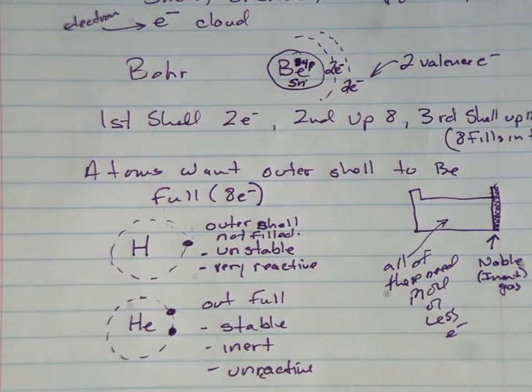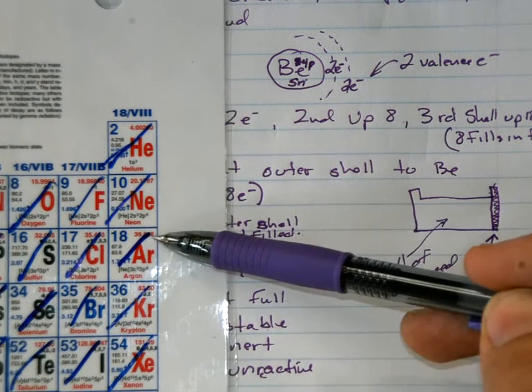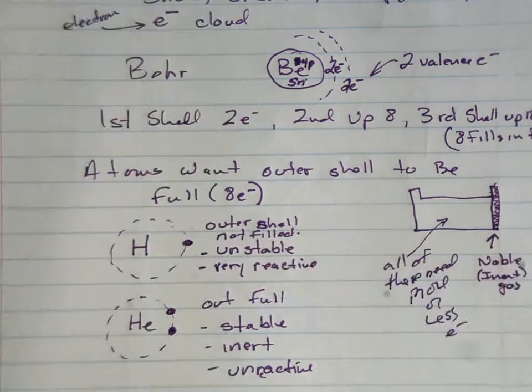Helium and all of the noble gases are completely stable. These all have 8 electrons in their outer shells. They don't need to get rid of them. They hold on to those really tight.